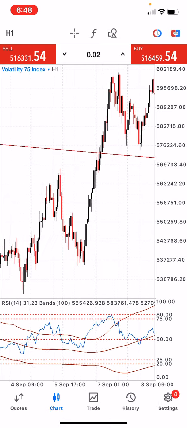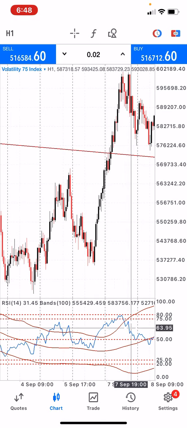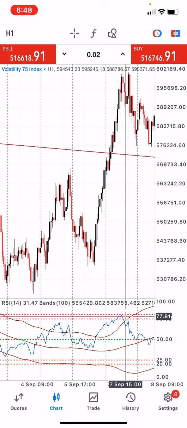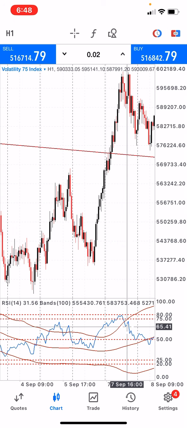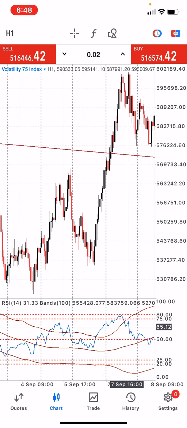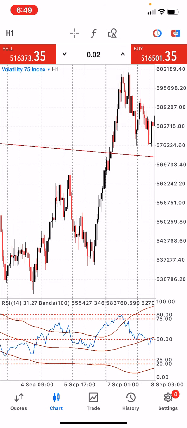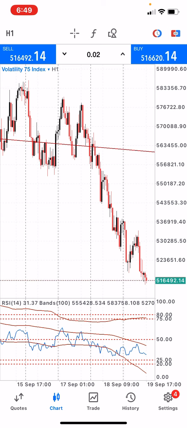Here is a sell scenario. This is why this market sold very well. This RSI crossed the 75 and 80, which is the overbought region, and it's above the Bollinger Band. As you can see, once it crossed back and we saw a reversal candlestick at Volatility 75, it started going down. So you can just backtest this on other pairs, and you'll find out that it's working 100%.